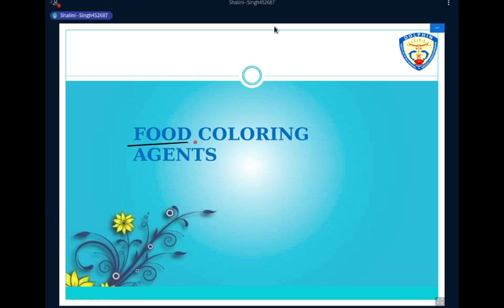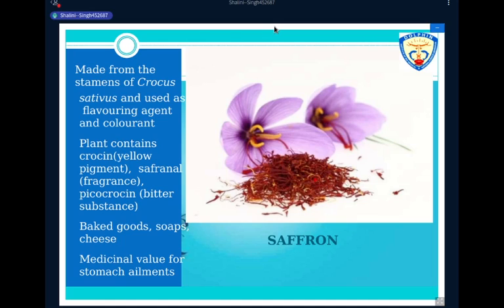Then next example, application of these secondary metabolites: they are used as food coloring agents. They have beautiful colors. You might have seen this. This is the most expensive spice globally, that is saffron. It is made from the stamens of Crocus sativus and used as flavoring agent and colorant also.